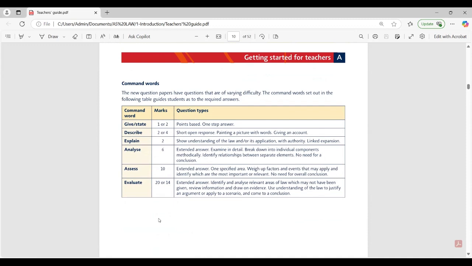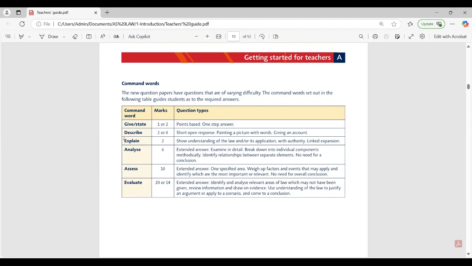So this is also very important, the command words. If you look at the past papers, and also when I mention past papers, please remember you have to only look at past papers from 2017 onwards, because in 2017 the syllabus changed. So if you're referring to past papers, only refer to the papers after 2017.